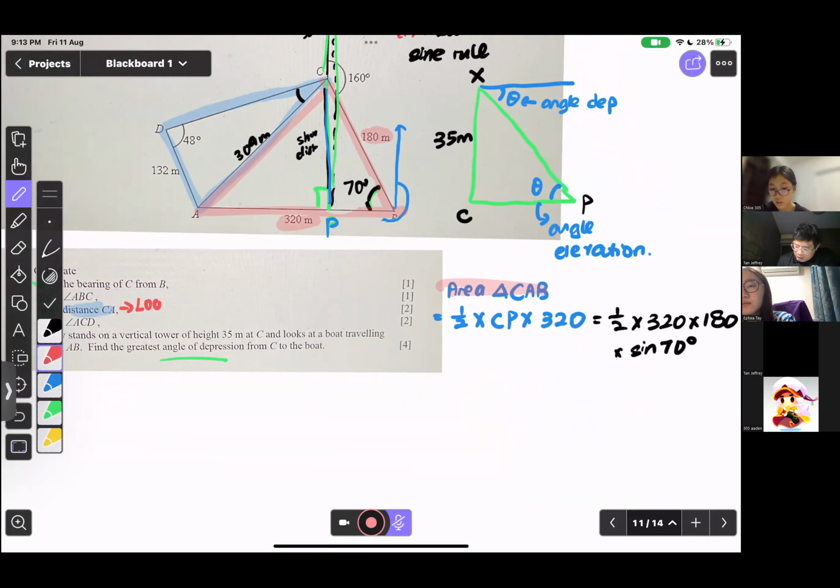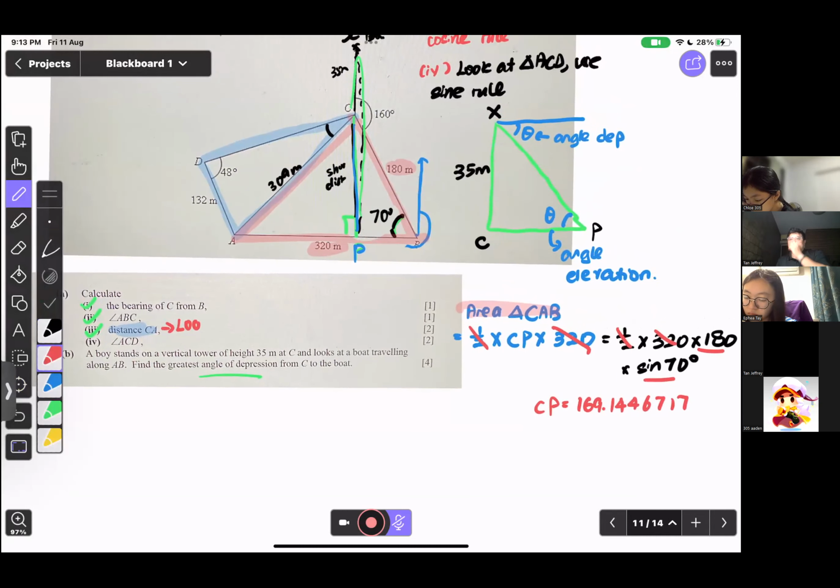So in fact, you divide half, divide half, divide 320, divide 30. CP is just 180 times sine 7, which is 169.144. You must understand this, finding the shortest distance. This is very important.